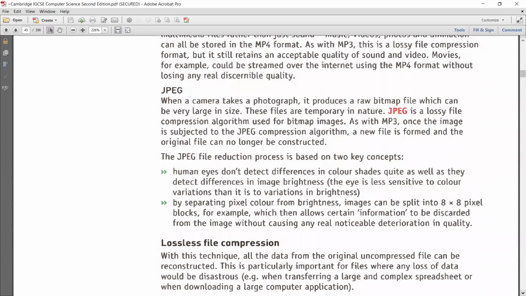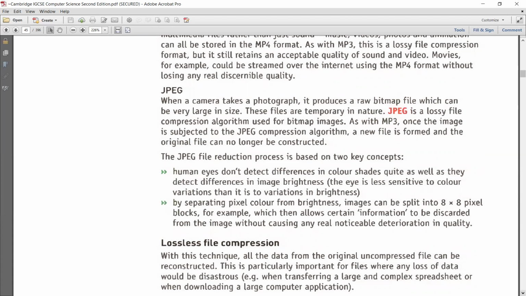As far as JPEG is concerned, what is it actually? It's a lossy file format that is applied on pictures, the images. Human eyes don't detect differences in color shades, so they are eliminated. Similarly, by separating pixel colors from brightness, images can be split into 8 by 8 pixel blocks, and that also results in discarding some information, and the file size is reduced.